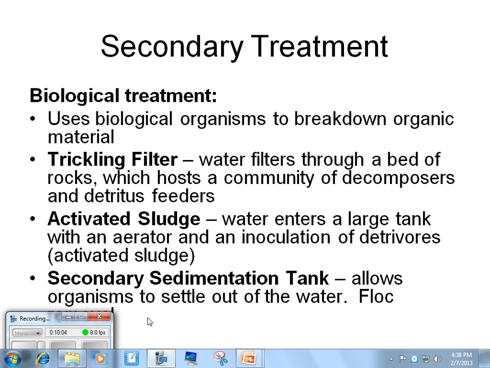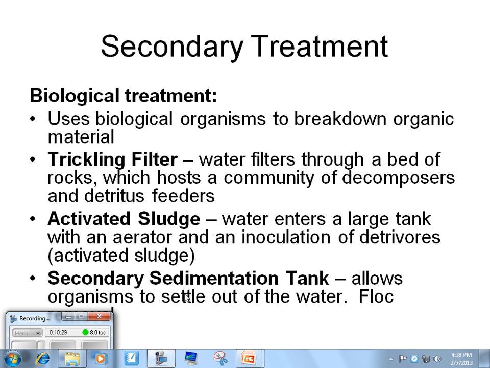So they take this sludge with an inoculation, a culture of certain bacteria, and then they infuse it with oxygen. And once this happens, the feeding frenzy occurs. And so this organic material that gets brought into secondary treatment gets decomposed really quickly.